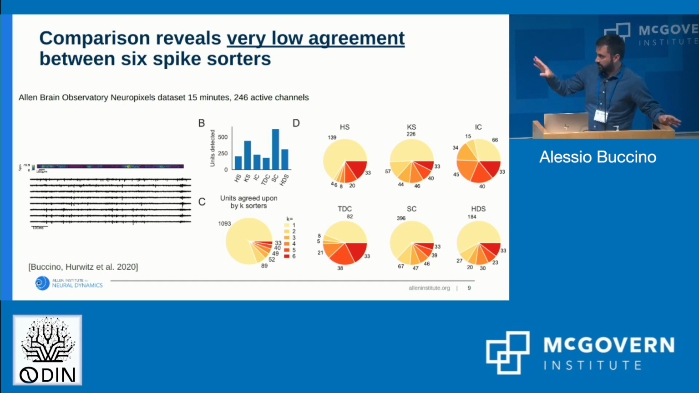This might also mean that some of these sorters are bad, right? So maybe spike sorting is bad, we know, but now it's fast. But still, this was a very staggering result.